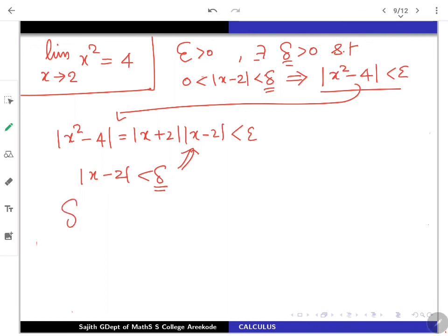For example, if you are assuming that delta is less than or equal to 1, that imposes a limit on how far mod x plus 2 can go, so that you can control the whole x minus 2 business. That is what we are trying to do. 1 is not special; any number you can do like that. So assume delta is less than or equal to 1.